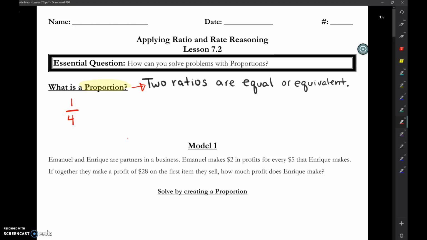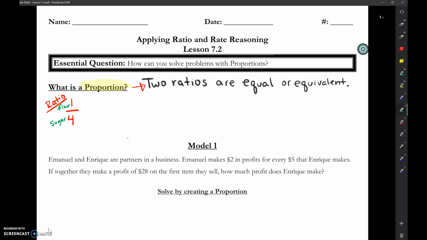1/4. This is a ratio, and we can make up a scenario for this ratio. For example, 1 cup of flour to 4 cups of sugar. And let's pretend we were baking or something like that. We can also do something like 1 boy to 4 girls. One of anything to 4 of something. So this is a ratio.